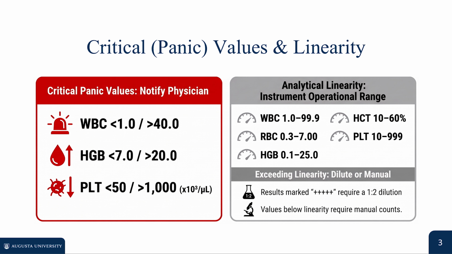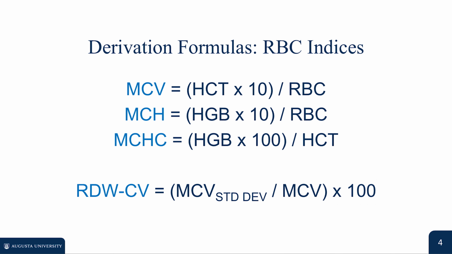10.0 to 60.0% for hematocrit, and 10 to 999 times 10 to the third per microliter for platelets. If a parameter falls below operational linearity, electrical impedance background noise can interfere with true cell detection, requiring a manual hemocytometer chamber count or a manual spun microhematocrit for accurate reporting. Conversely, when cell counts exceed linearity, the analyzer displays an overrange flag of ++++, signaling that an automated dilution protocol must be executed. Let us review the mathematical formulas used to derive red cell indices from primary analytical measurements.